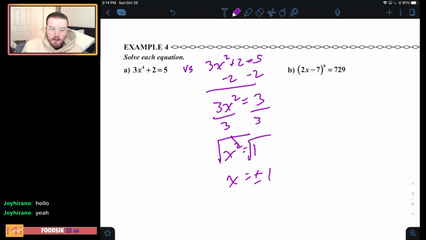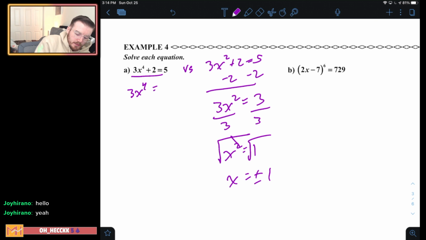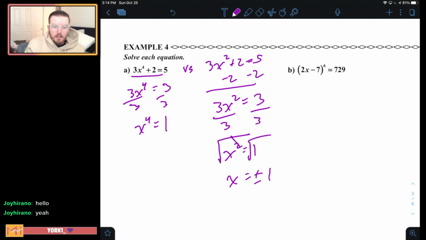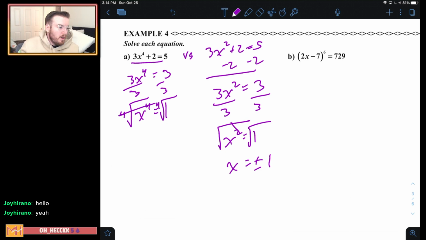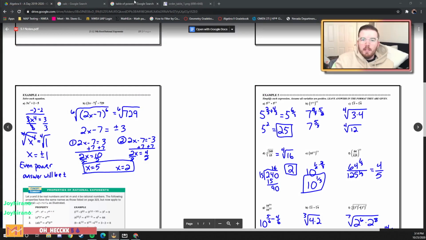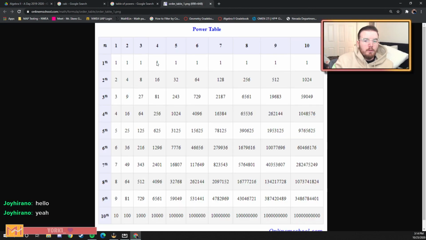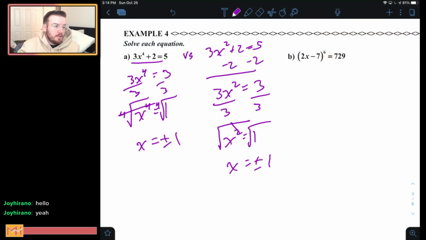All right. Compare that to this problem here. 3x to the 4th equals 3. Divide by 3. And you get x to the 4th, which is 1. Well, we're going to take the 4th root of both sides to cancel. The 4th root of 1 is 1. And if you don't believe me, you can look up the 4th root of 1 is 1. And again, it would actually be plus or minus 1. But it'd still be plus or minus 1.